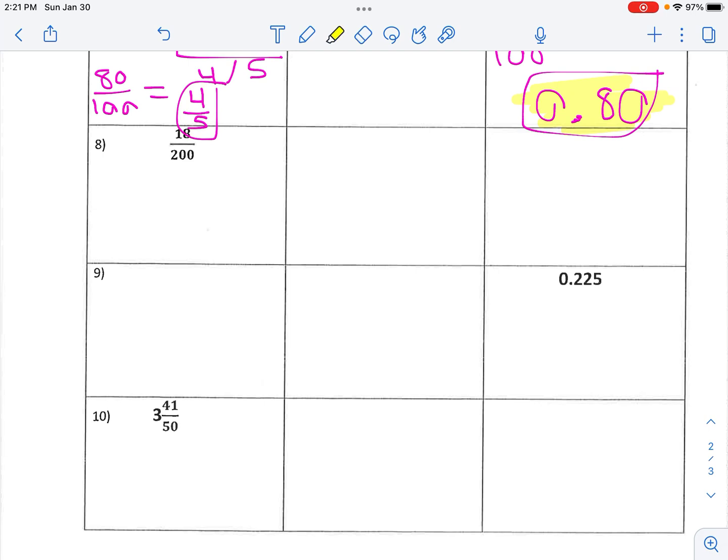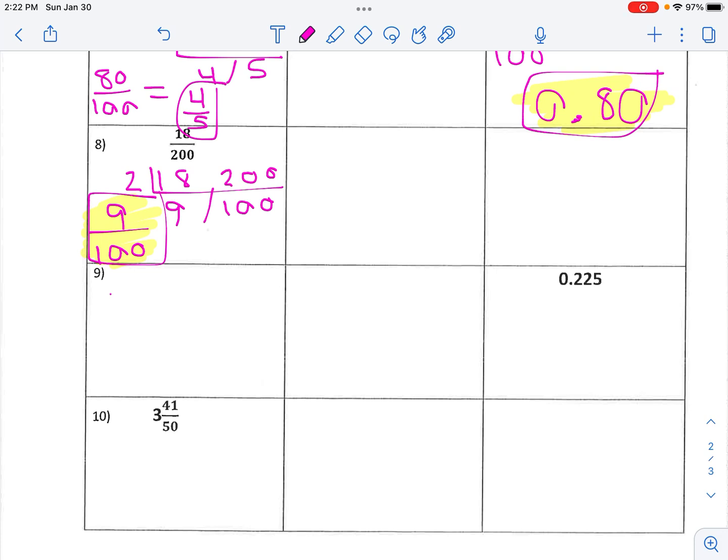All right, so number 8, we are looking at 18/200. Well, those are both even numbers, so I'm going to put those in a ladder and divide them by 2. So my fraction should reduce to 9/100. That should be your fraction for number 8.